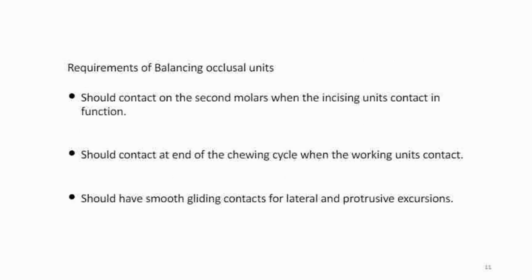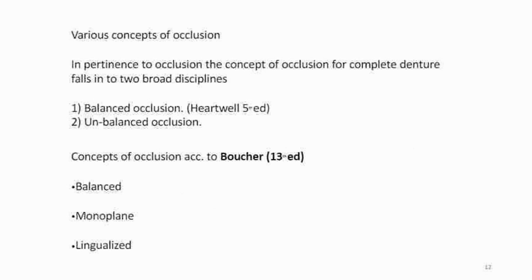What are the requirements of balancing occlusal unit? The requirements are that it should have contact on second molars when the incising units contact in function, should contact at the end of the chewing cycle when the working units contact, should have smooth gliding contacts for lateral and protrusive exertion. What are the various concepts of occlusion?